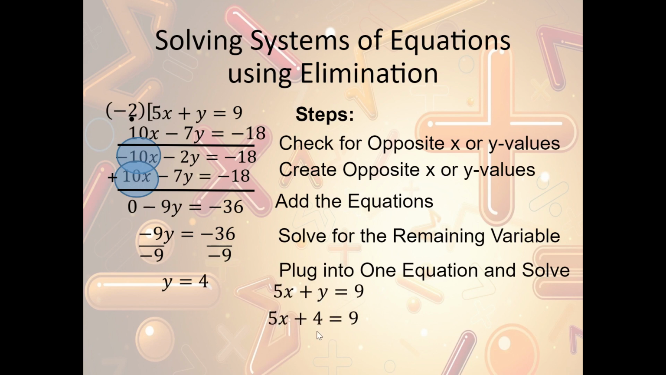So I'm going to subtract 4 from both sides. And I get 5x is equal to 9 minus 4 is 5. Divide both sides by 5. And I get x is equal to 1.